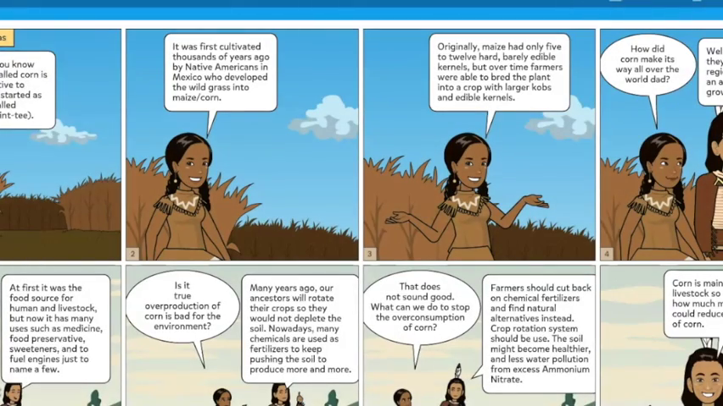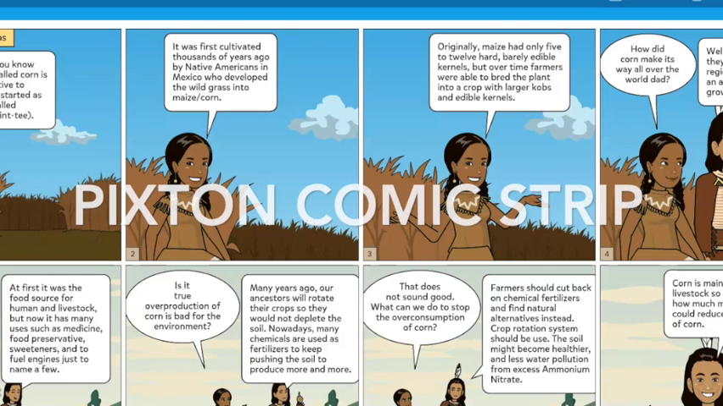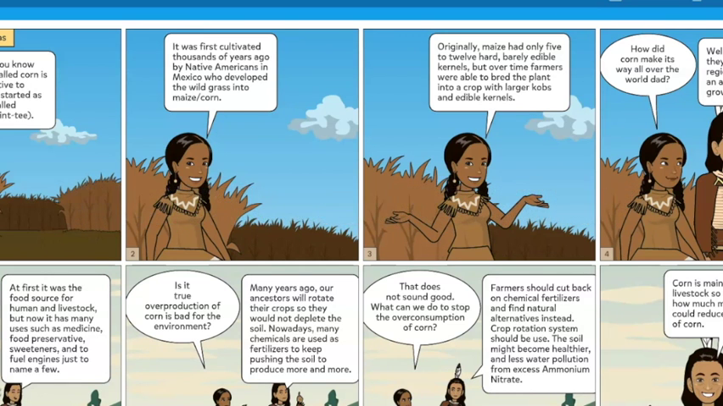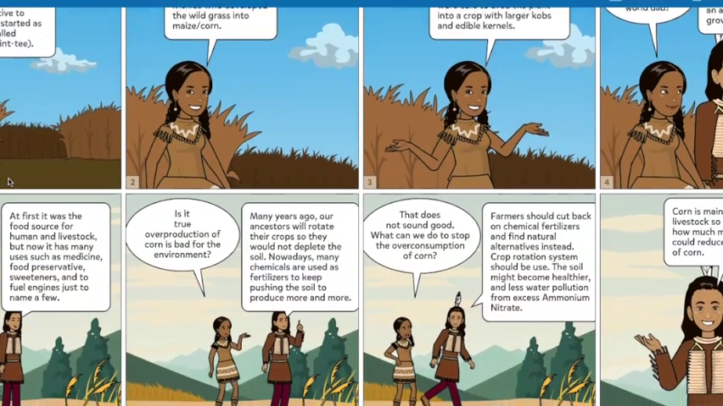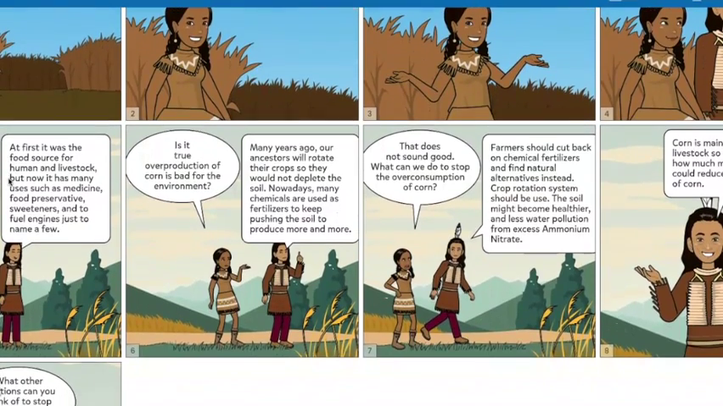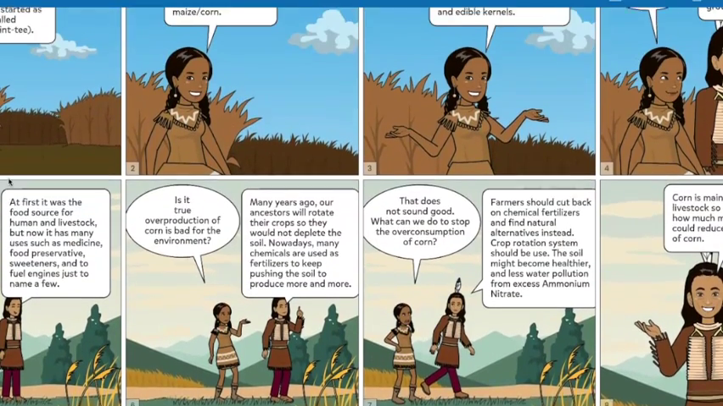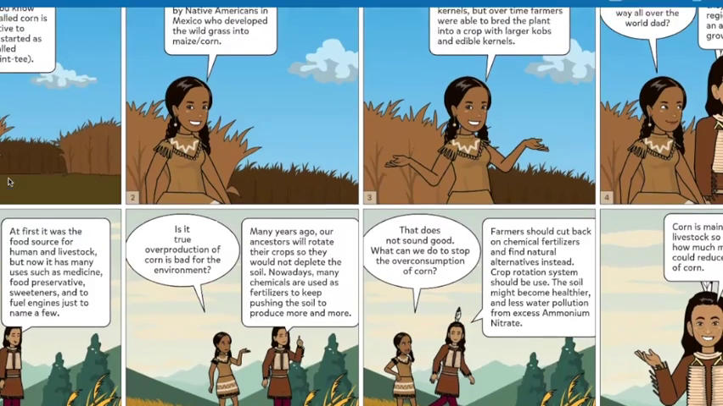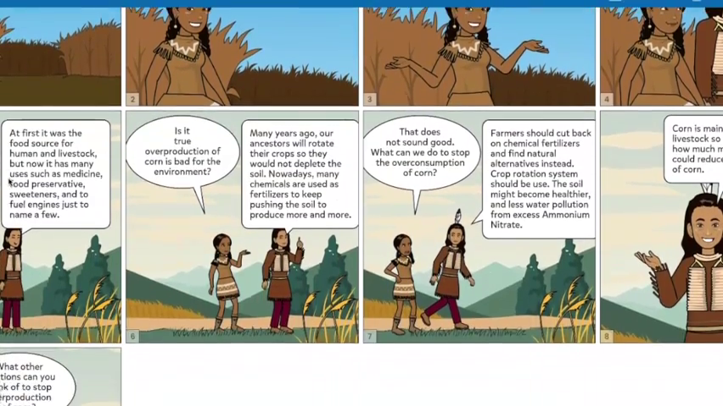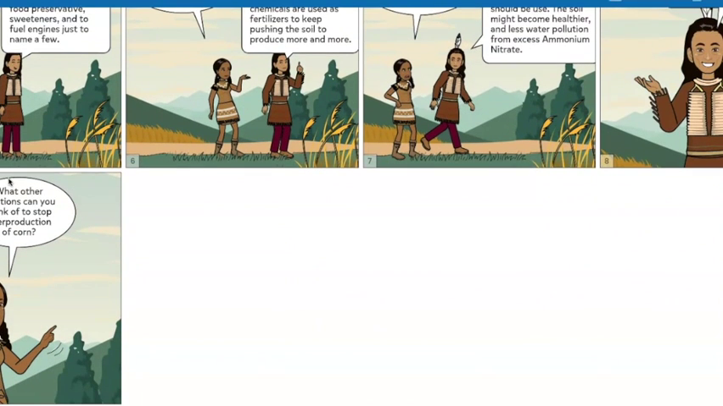I used the Pixton assignment that I did to introduce the topic. This is the one. I researched some of the background information, and I chose the Native American character to provide that information, since it began with Native Americans starting to cultivate corn in the beginning. Pixton is really interesting and fairly easy to use, so I'm going to show you how to do that right now.